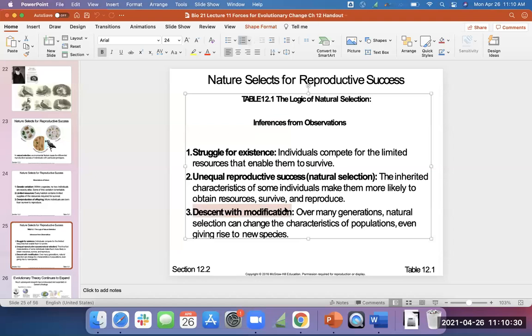In other words, evolution. So over many generations, keyword, many generations, it doesn't happen overnight. Natural selection can change the characteristics of populations, not an individual, and give rise to new species. The term for new species we learned later was speciation.